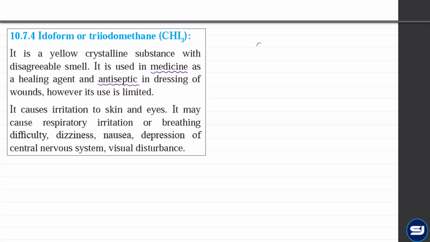तो जैसे दो चीजें याद रखना, chloroform was earlier used as an anesthetic and iodoform, CHI3, is commonly used as an antiseptic. बट दोनों का यूज काफी लिमिटेड है, and chloroform nowadays is not used for anesthesia.